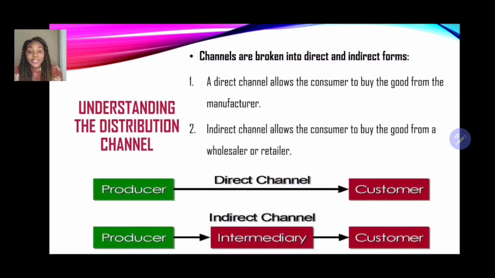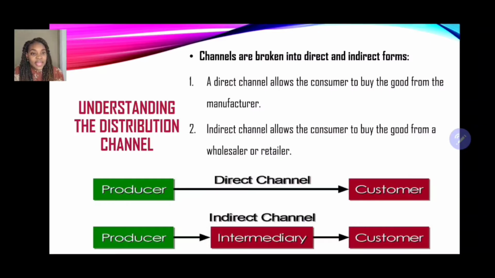Now, guys, let us look at understanding the distribution channel. Channels are broken into direct and indirect forms. First, let us look at the direct forms. A direct channel allows the customer to buy the goods from the manufacturer. So the customer buys the goods directly from the manufacturer. Now, the indirect channel allows the consumer to buy the good from a wholesaler or a retailer.